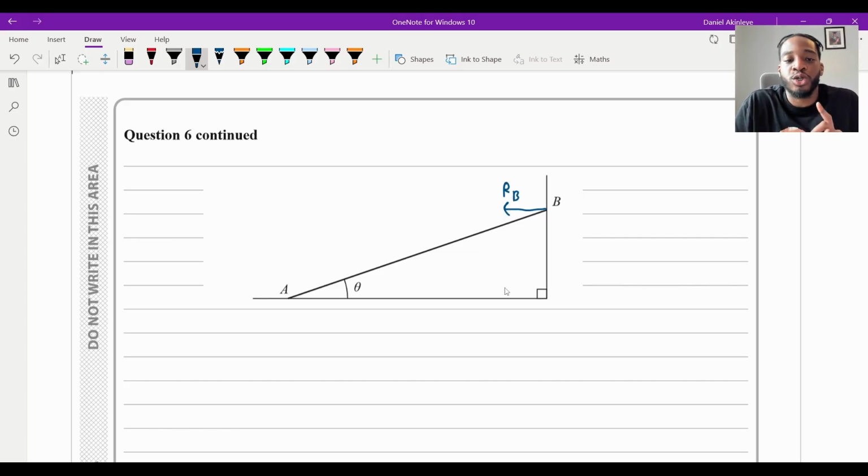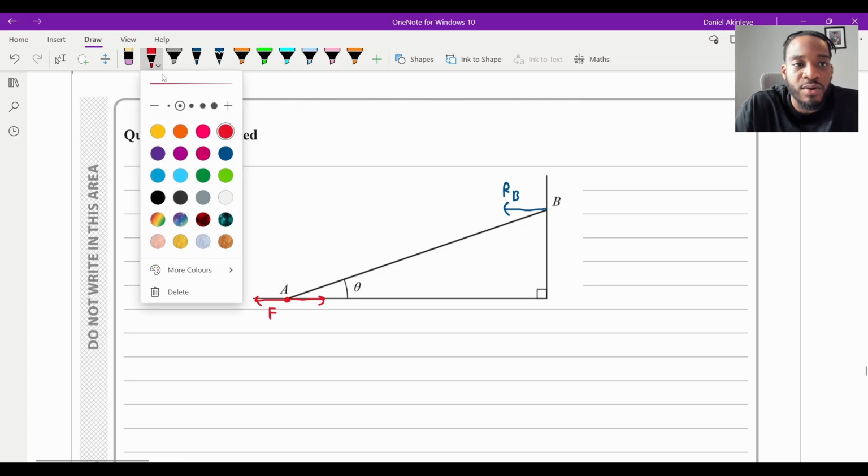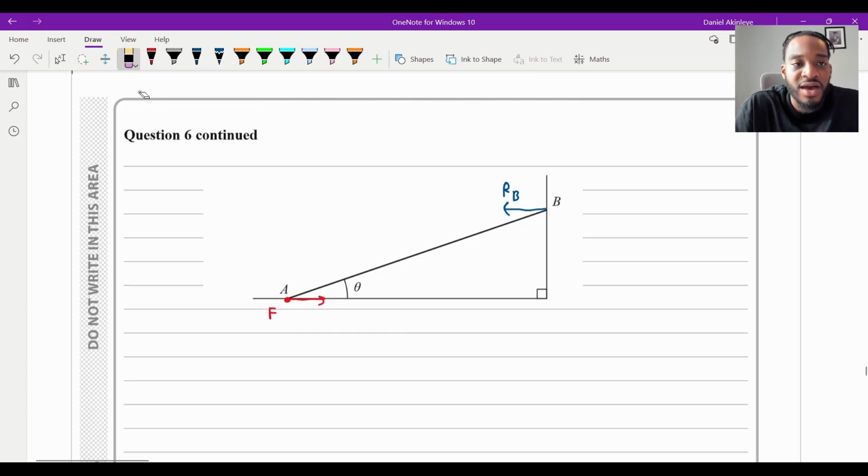Now, they've asked us to state the direction of the frictional force. Now, this is rough here, so the frictional force is either going to act this way to the left, or it's going to act this way to the right. Now, remember, they did tell us that this is in equilibrium. Now, we know that this force is acting this way towards the left. For it to be in equilibrium, for it to balance out, the frictional force has to be going in the opposite direction, right? So that means that we have to rub out this part here, and F is just going to be acting towards the right.